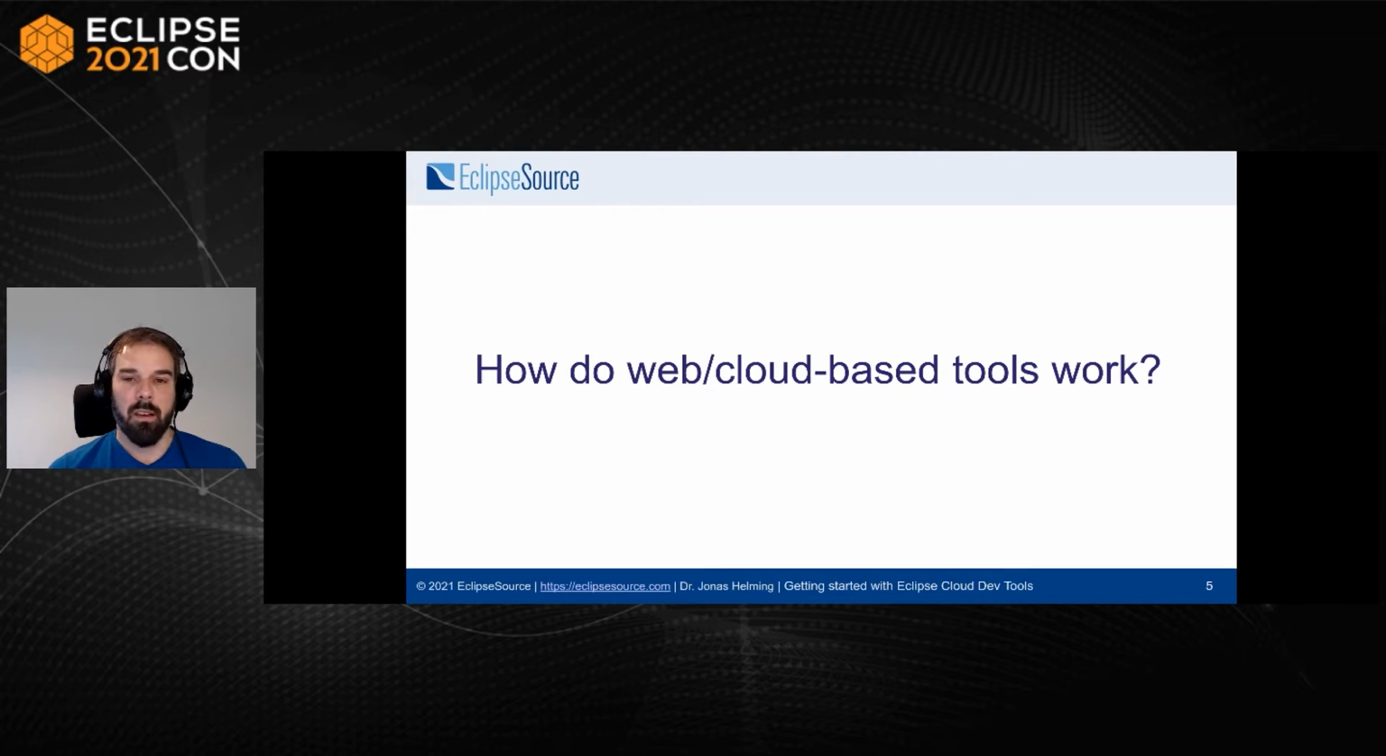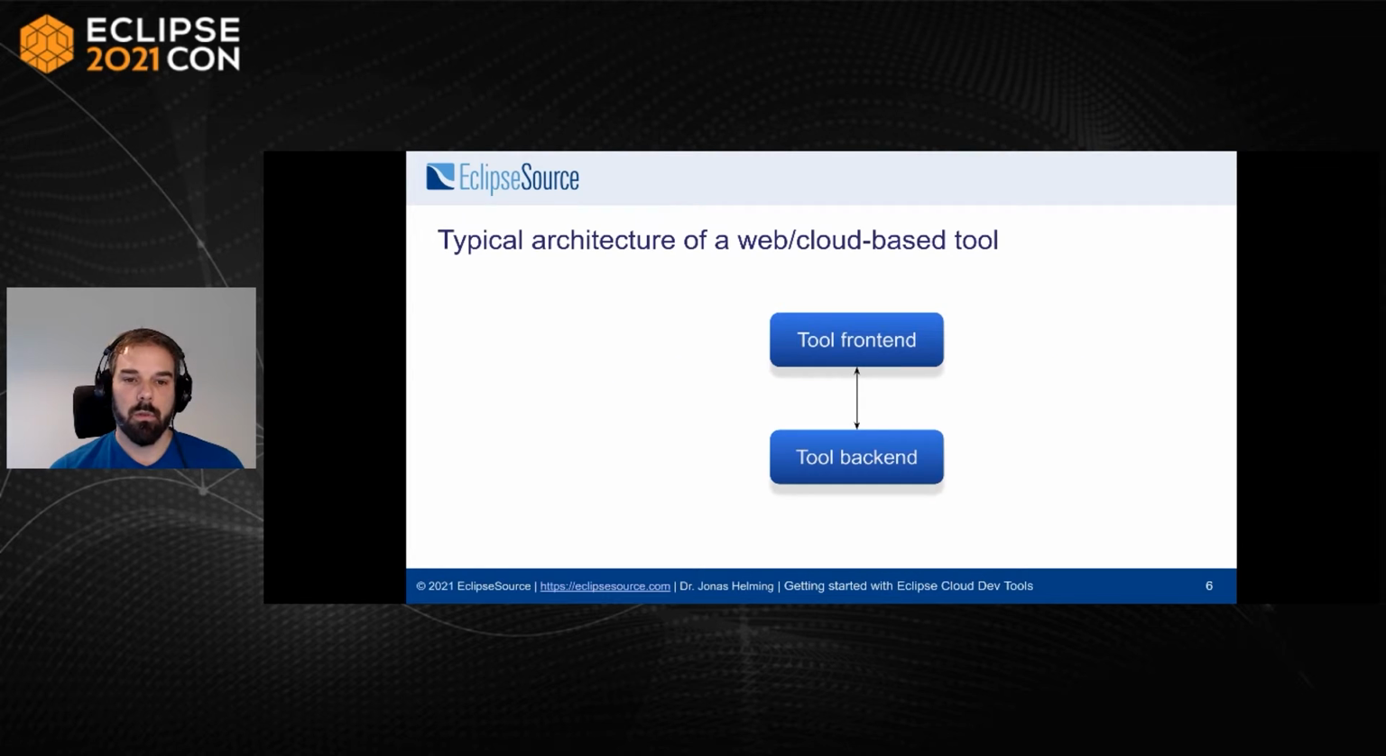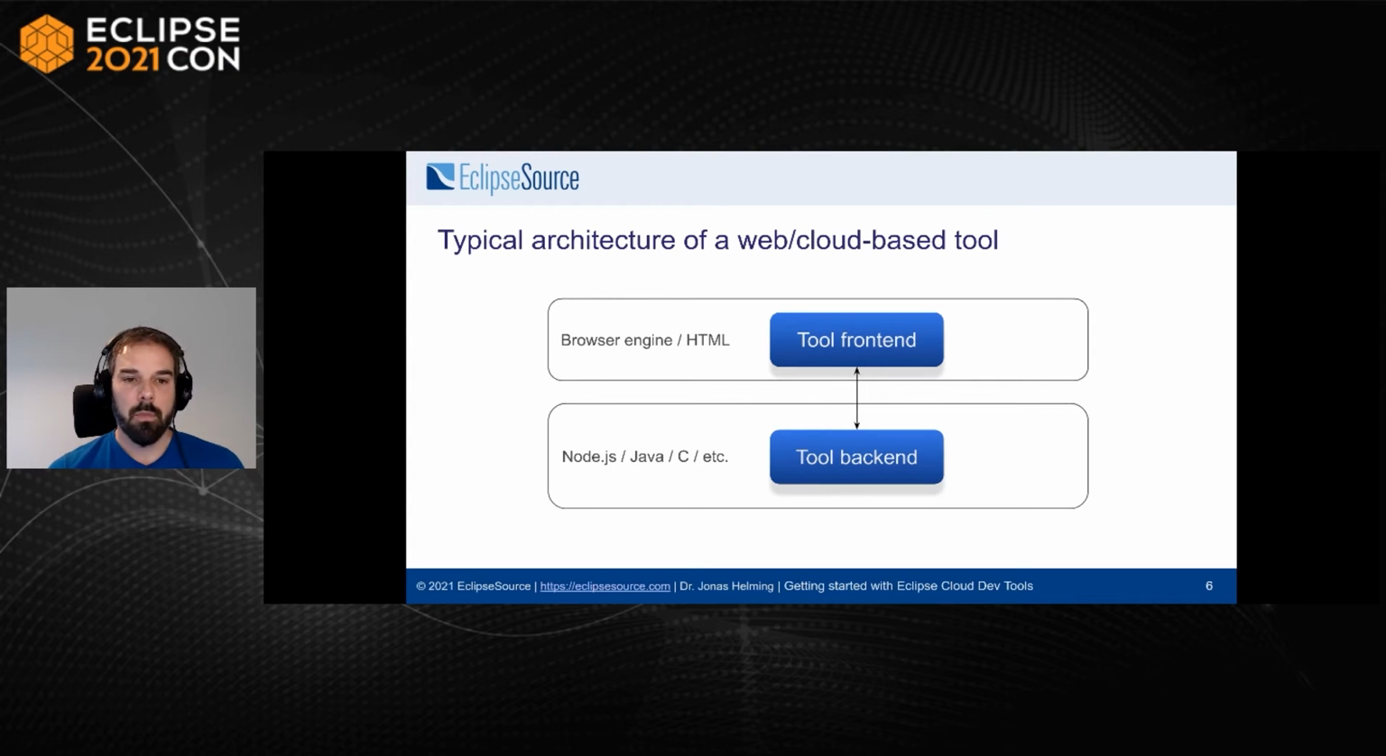What's a common architecture? What do they look like from an architecture point of view? I mentioned before, in those tools, we have a tool front end running on the browser engine and a tool back end containing the business logic. From a technology point of view, the front end is a browser engine, typically in HTML, JavaScript, TypeScript, while for the backend it's very common to have a Node.js backend serving the front end.